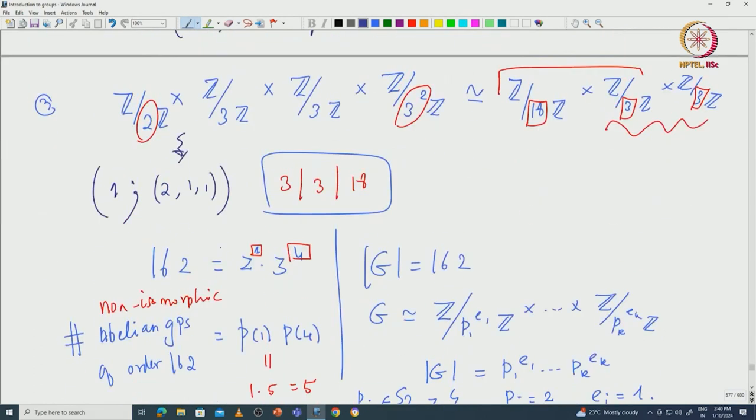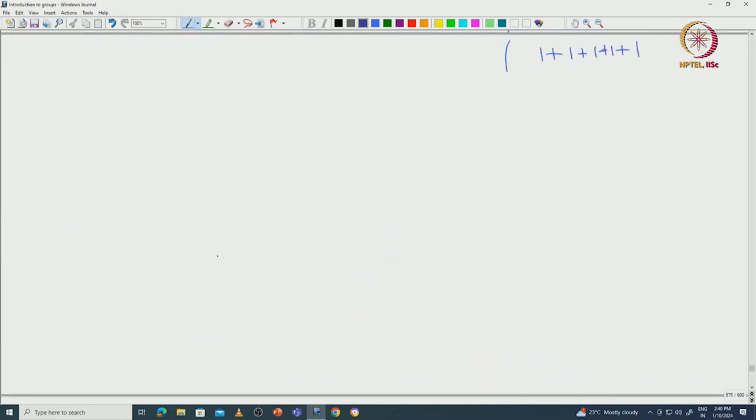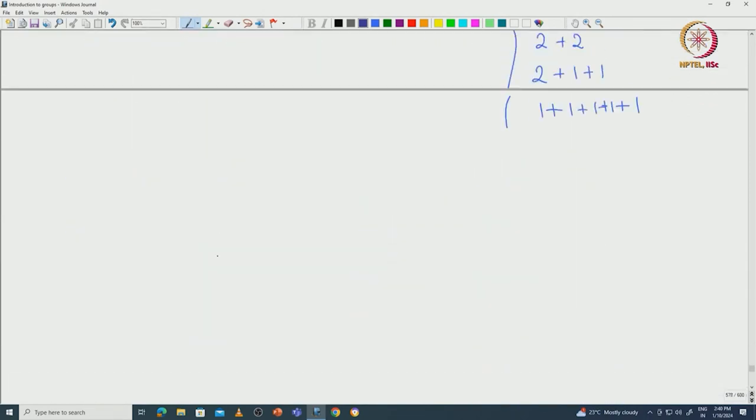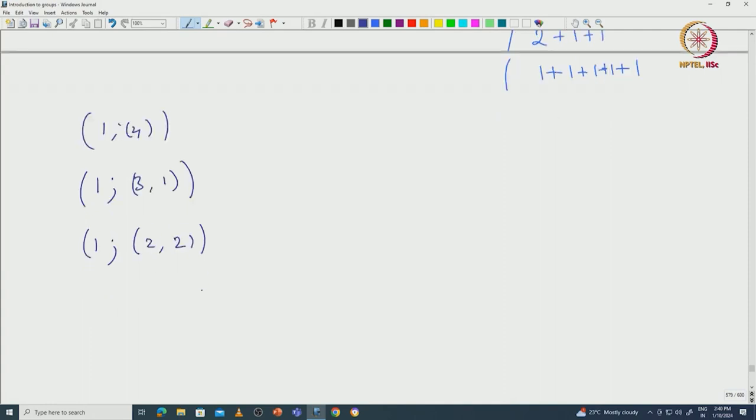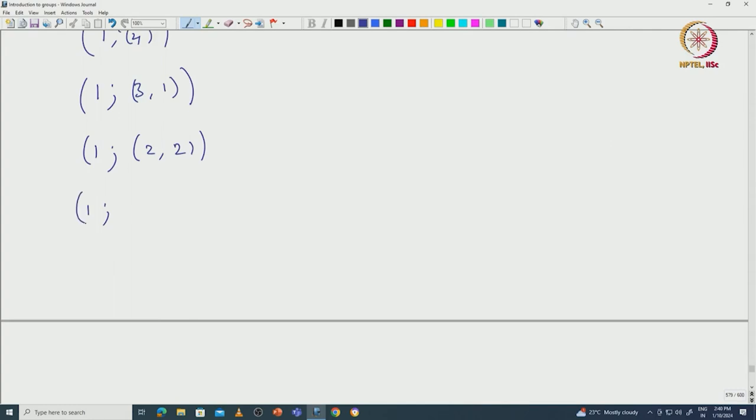Now what about the other things? Let's write all of them. So 1, 4 is the first one, and then 1, 3, 1 is the second one, again 1, 2, 2 is the third one, and then 1, 2, 1, 1 is the fourth one, sorry, 2, 1.